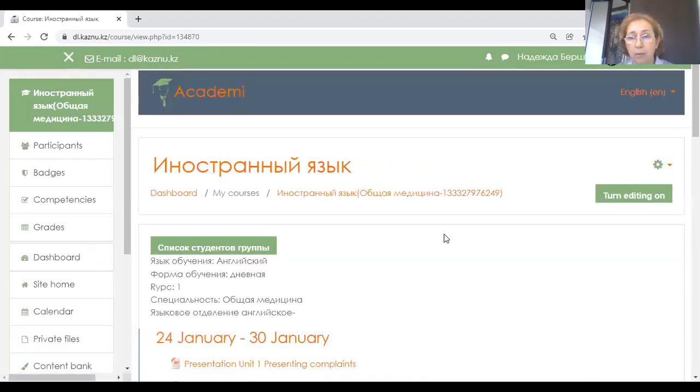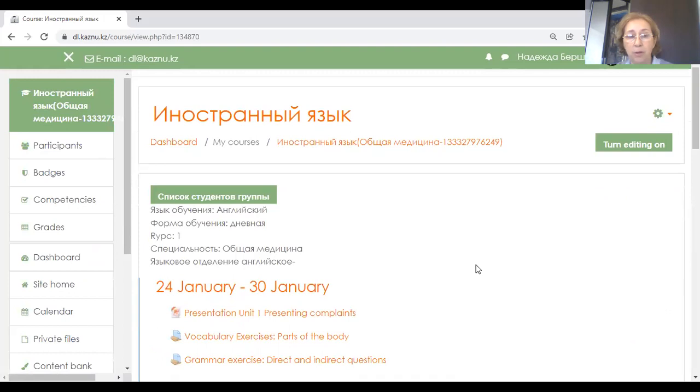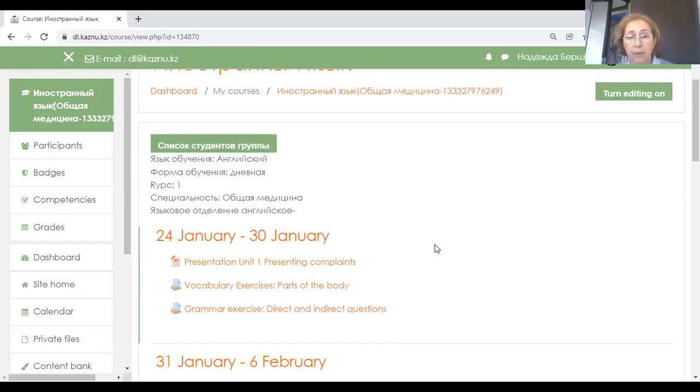And when you click on this foreign language, you can find the foreign language, and there is my picture here. And you should find the first week, which starts on the 24th of January and ends on the 30th of January. And there are 3 folders here in this week. You can see 3 folders.